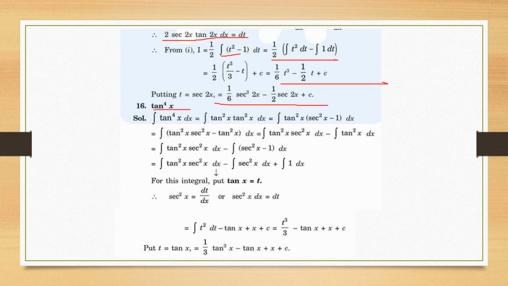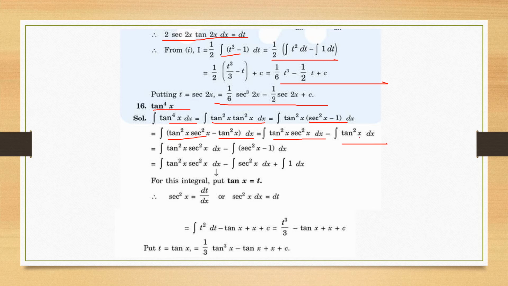Tan 4 is to be integrated. It can be integrated in many ways, but instead of going for tan square into tan square whole square, it's better to change it to tan square into tan square. Change one of the tan square to secant square. Now open this integral, it becomes tan square secant square minus tan square x. Now tan square secant square x dx minus tan square x.